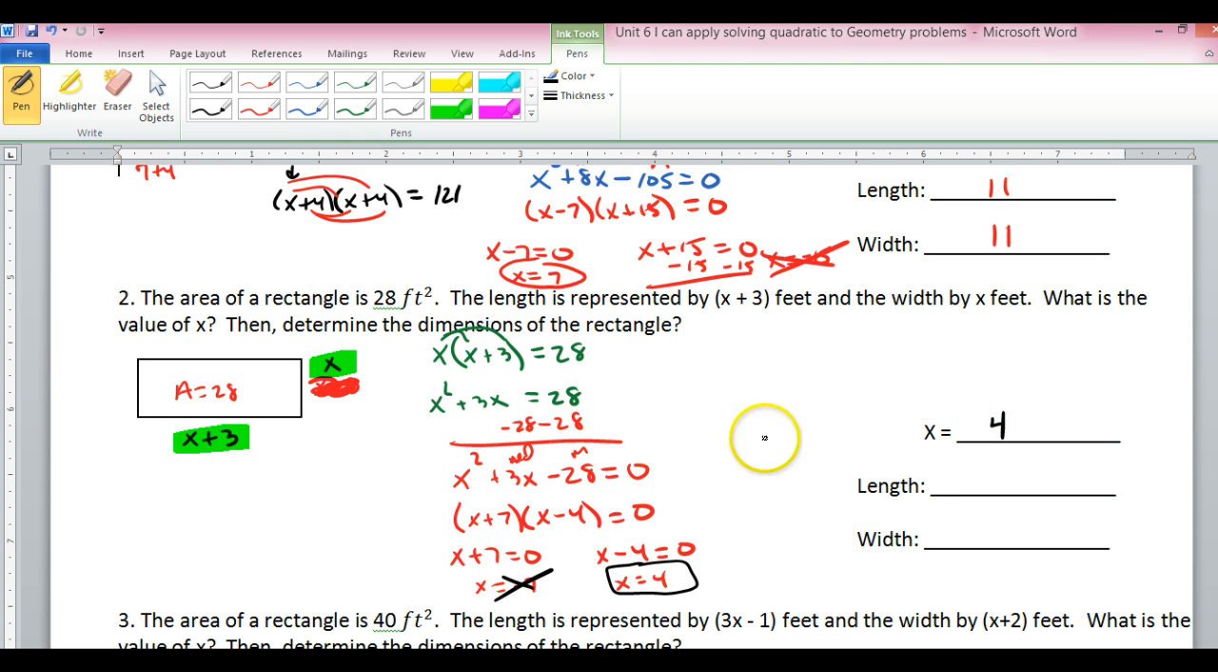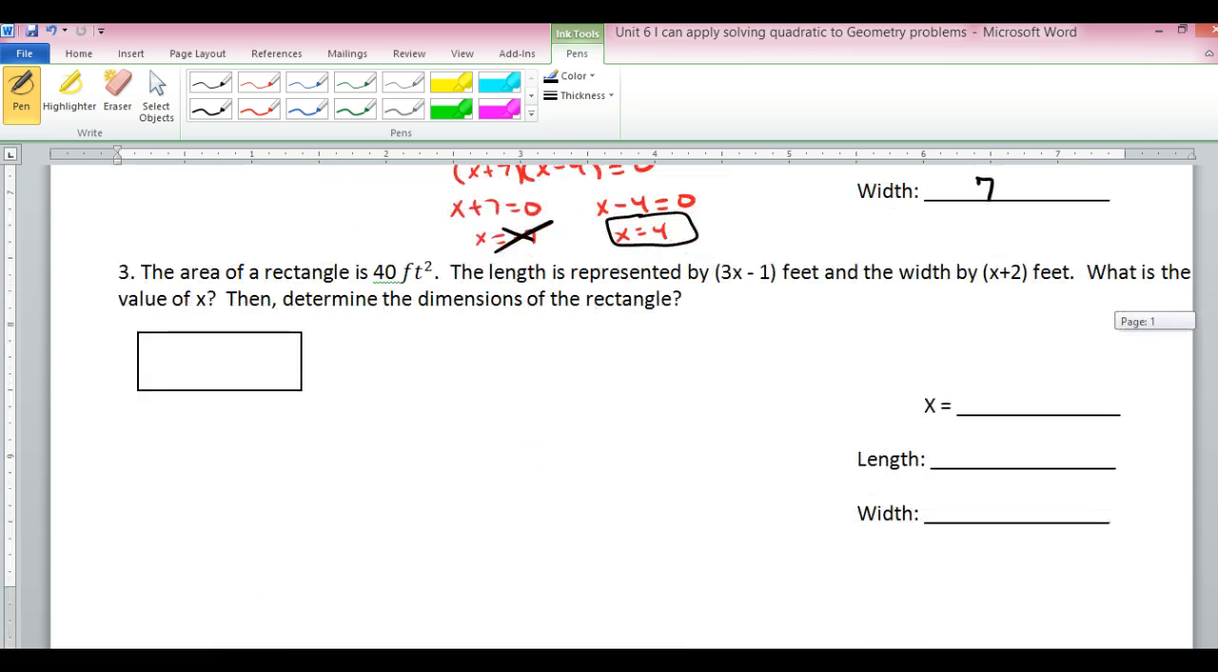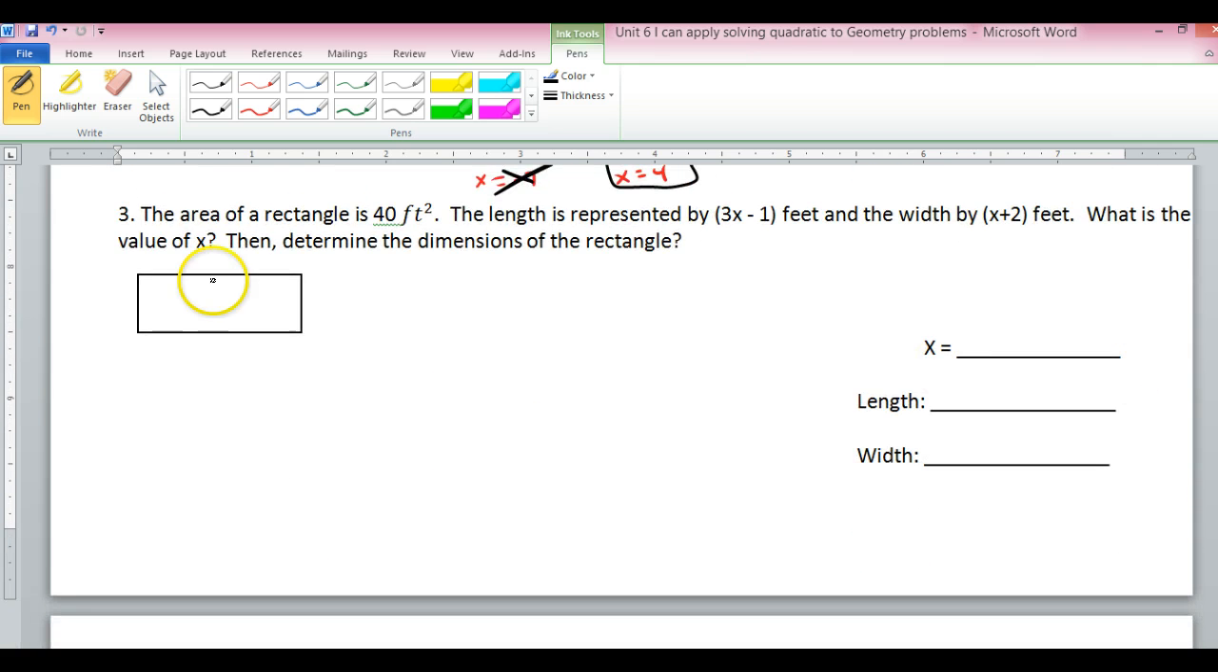But now I have to find the length and the width. Well, if the length is x, I know the length is going to just be 4. But the width, we'd substitute 4 in for x. So 4 plus 3 is equal to 7. Alright. And the last one.